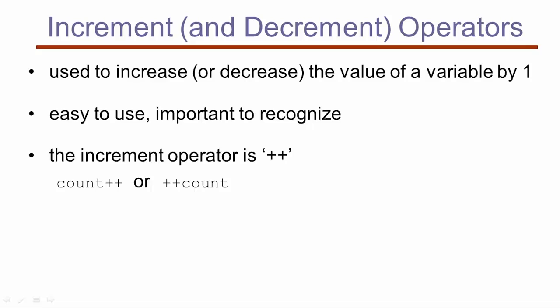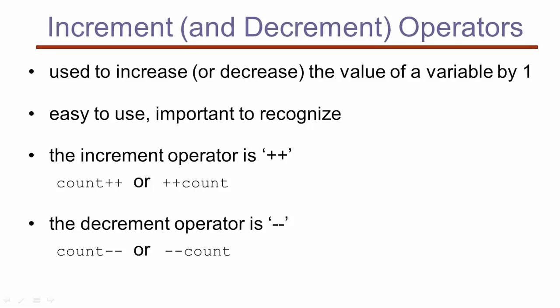The plus plus operator is the increment operator, and it will increase the value of a variable by 1. Similarly, the decrement operator is minus minus, which decreases a variable by 1. These operators are easy to use, and they're important to recognize when you read code written by others.